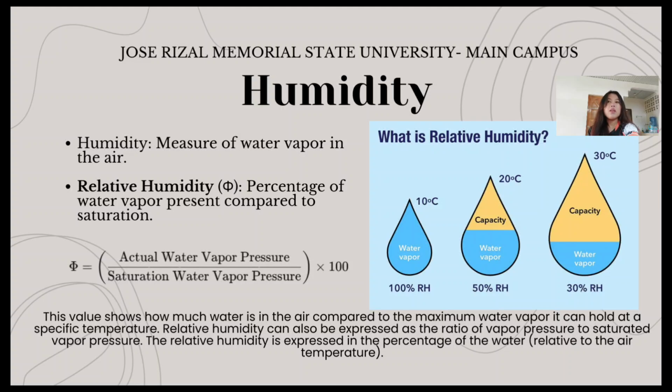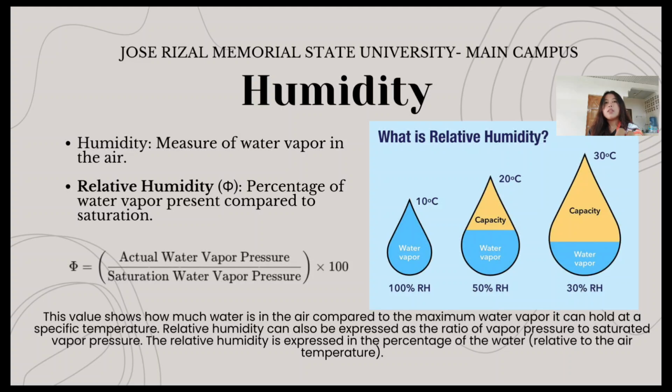So for the formula, we have relative humidity is equal to actual water vapor pressure over saturation water vapor pressure, times 100. So this value shows how much water is in the air compared to the maximum water vapor it can hold at a specific temperature. Relative humidity can also be expressed as a ratio of vapor pressure to saturated vapor pressure.